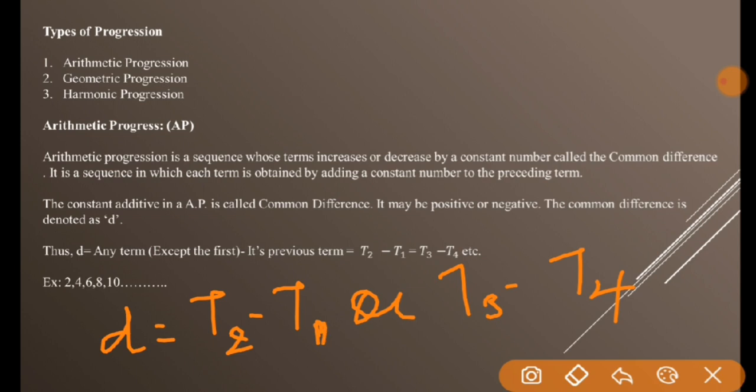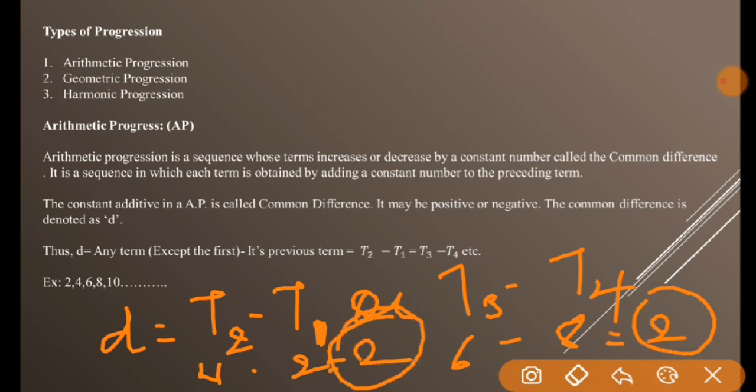Okay, so T2 is 4, T1 is 2, then T3 is 6, T4 is 8. The difference is 2. Here also the difference is 2. Here the number is the same. That is what we said, the constant number. The constant number in the sequence is termed as a common difference. So this is how you have to calculate the common difference.